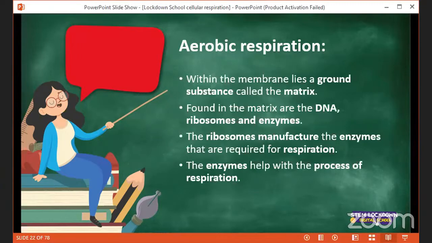Okay. Then within the membrane lies a ground substance called the matrix. Found in the matrix, we have our DNA, ribosomes, and enzymes. The ribosomes manufacture the enzymes that are required for respiration, and the enzymes help with the process of respiration. Remember the definition of what enzymes are, okay? So the enzymes are biochemical catalysts to speed up reactions.